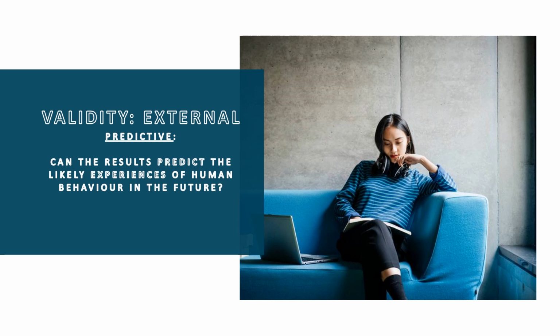Our second form of external validity relates to what we call predictive validity. So this is whether or not the results of a particular study can predict the likely experiences or behaviours of humans going into the future. So how well do the findings of a particular study relate to what is going to happen again and again and again in the wider world?